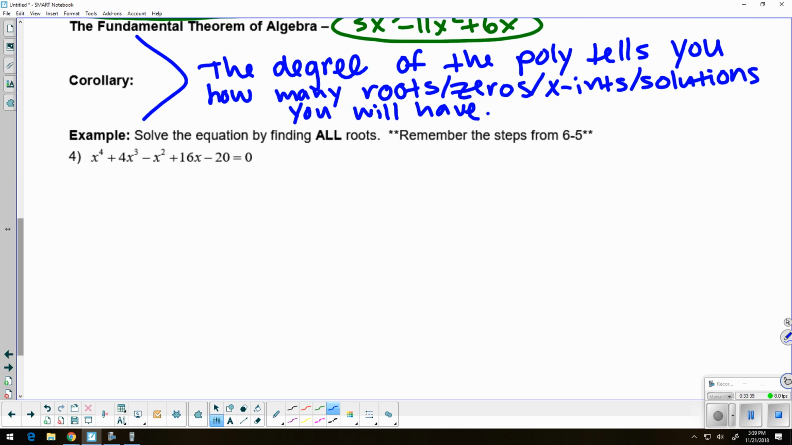Next example, remember all the steps again from 6.5. From the previous section. Sorry, that's a typo up here. So we don't want to talk about 6.5. That's from just the previous section, basically what we just got done doing.